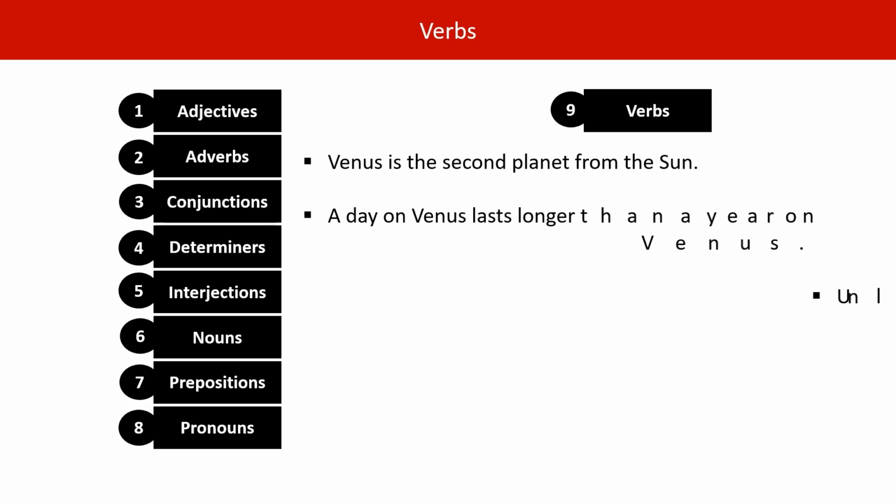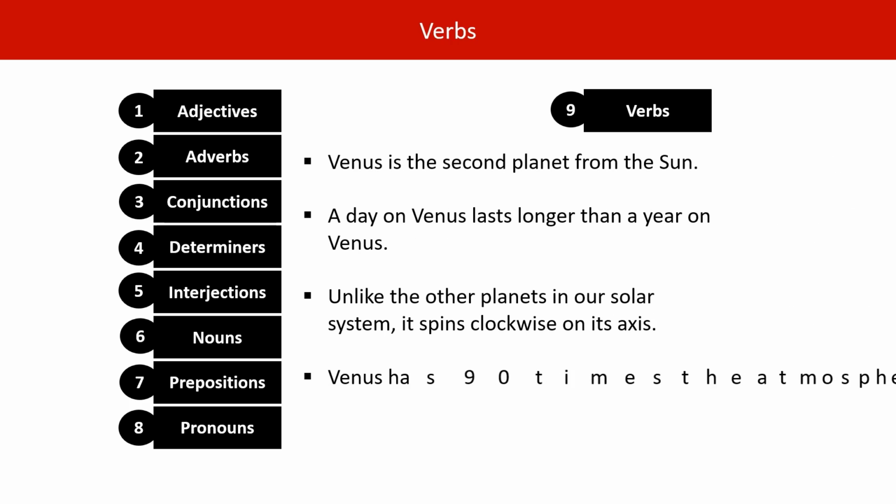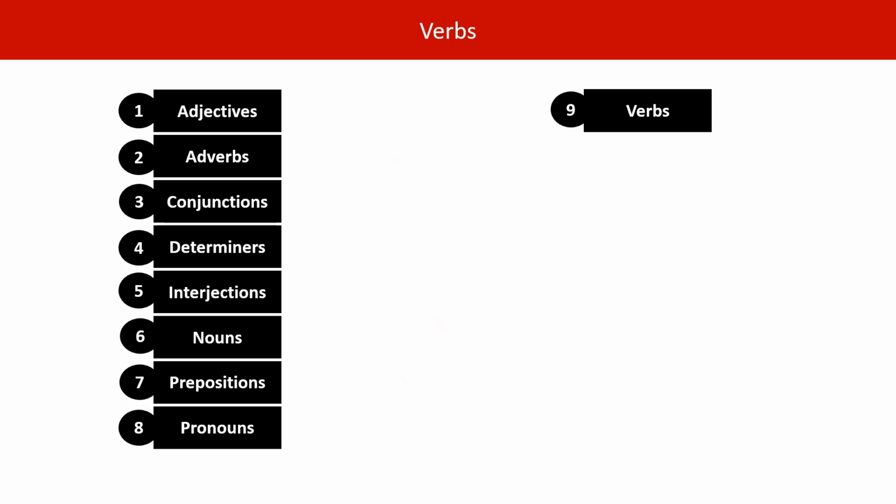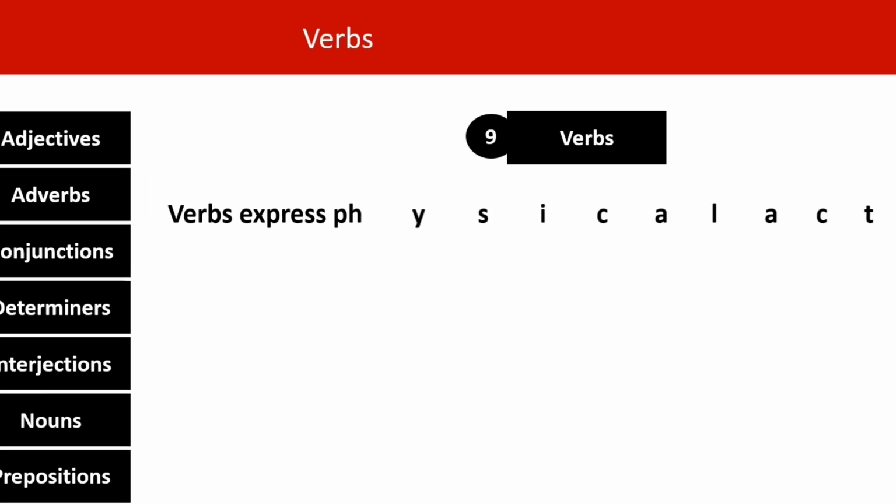Before we look at a definition for verb, it's worth saying that verbs are a very important part of speech. You cannot write a sentence without a verb. So here are some sentences. These are all about Venus. And you can see that there is a verb in every sentence. Okay, now we know how important verbs are. Let's look at a definition.